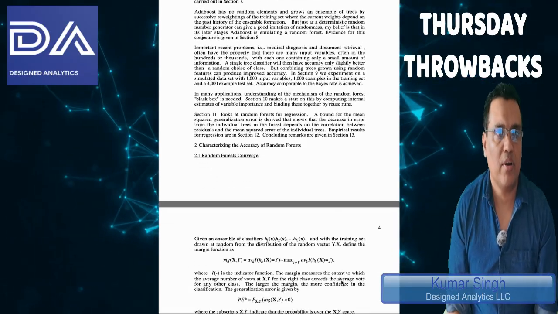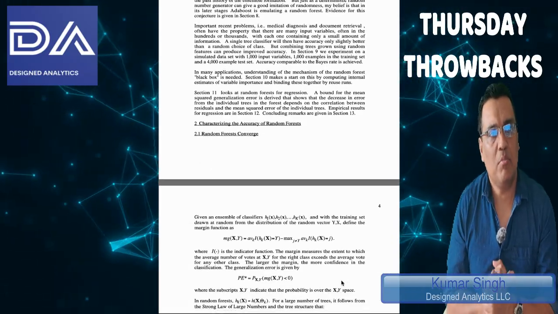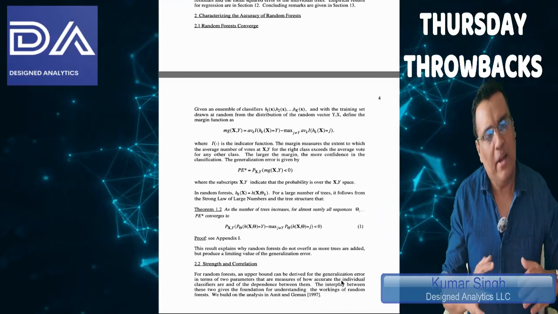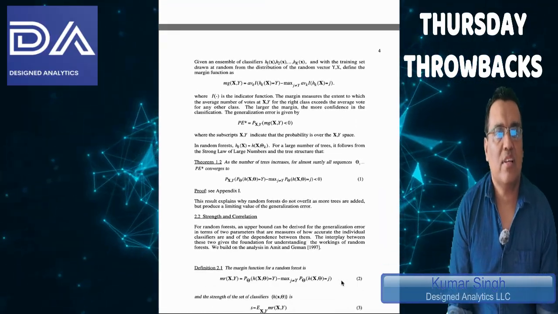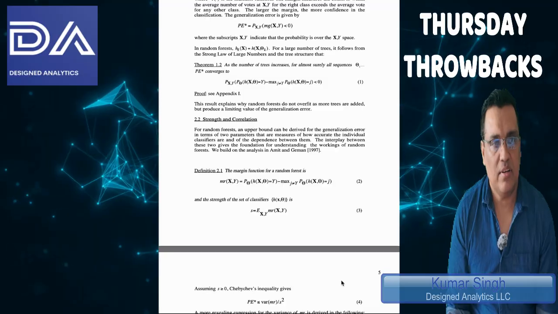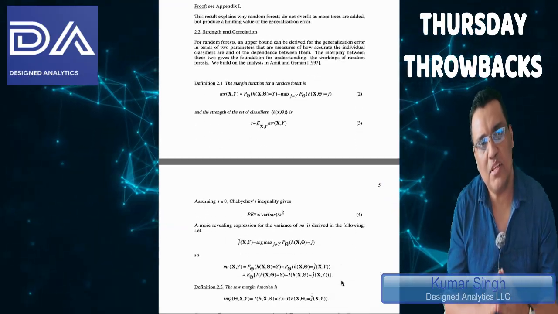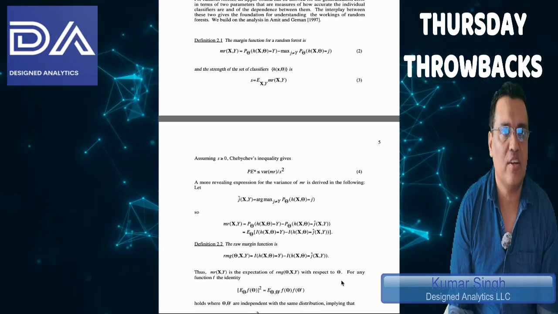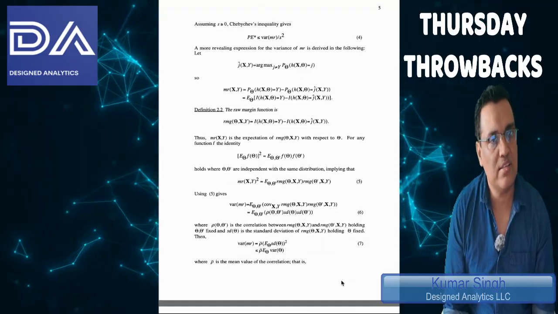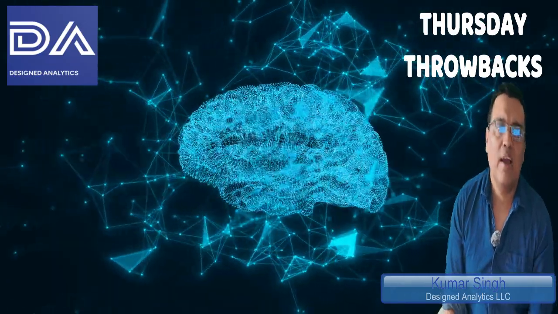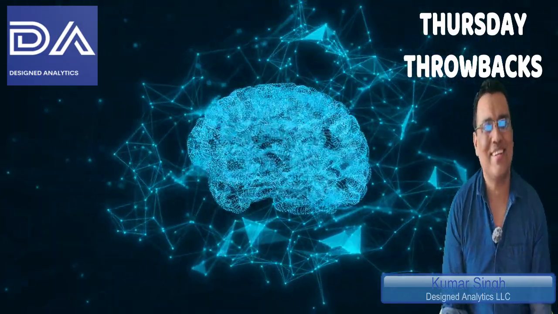So, to summarize, this paper from Leo Breiman blended bagging and random feature selection into a robust ensemble method, and that method remains a staple in modern machine learning, valued for its balance of accuracy, interpretability, and resilience against overfitting.